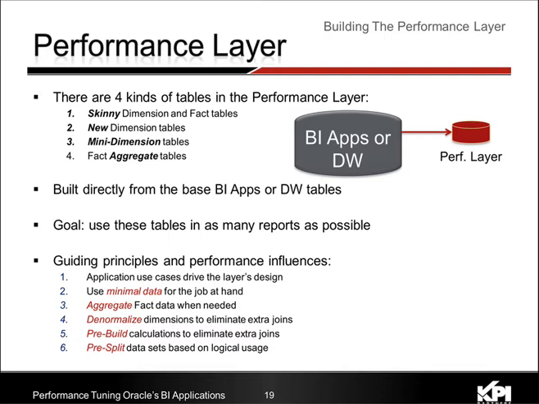Some guiding principles, right? The application use cases drive the layer's design. We've mentioned that before. All these things we mentioned before. Minimal data for the job at hand. We want to aggregate fact data where needed. Denormalize. Denormalization is a key tenet of dimensional modeling. Joins are expensive, joins are slow, and they confuse the optimizer. We want to pre-build calculations to eliminate extra joins. Right? If there's a way we can do that, let's do that. And we want to pre-split data sets based on logical usage. Sometimes too much data is thrown together into one big table for simplicity's sake.